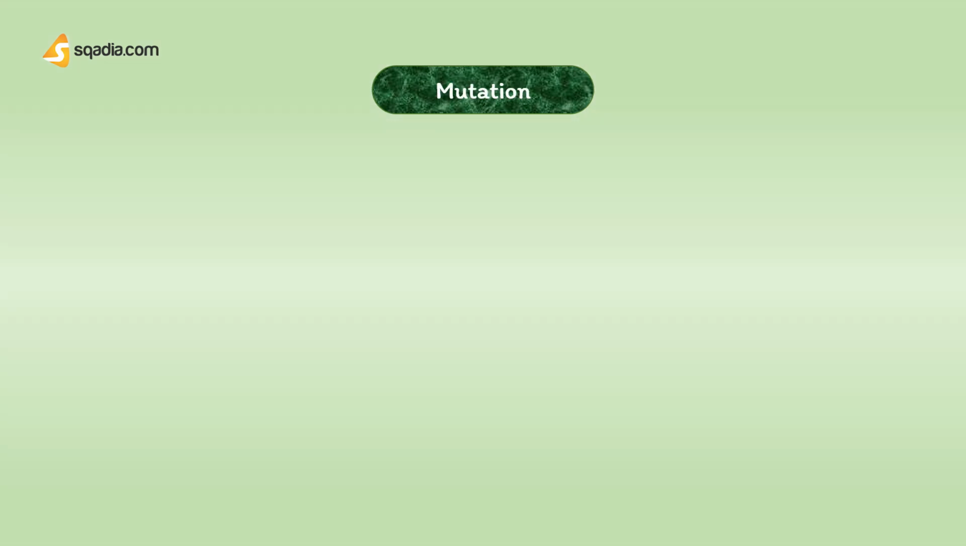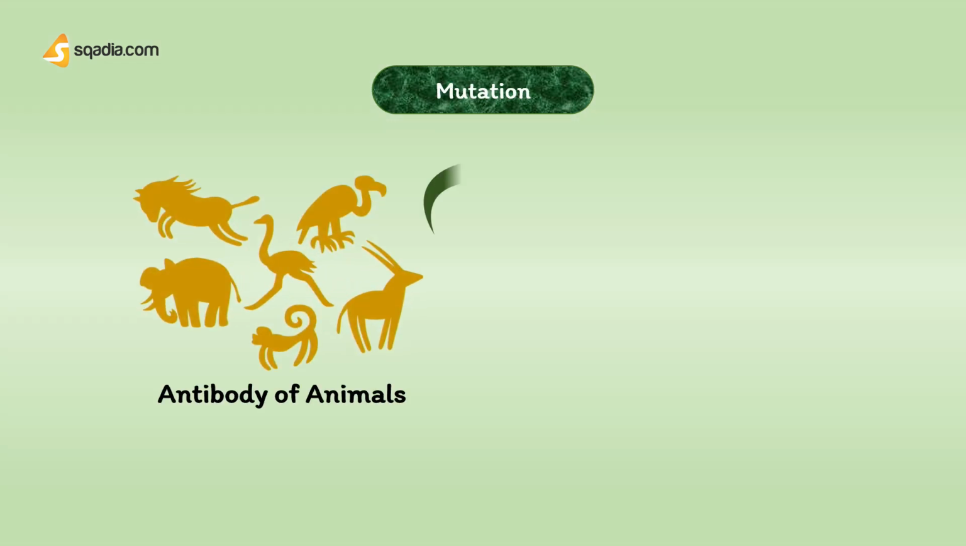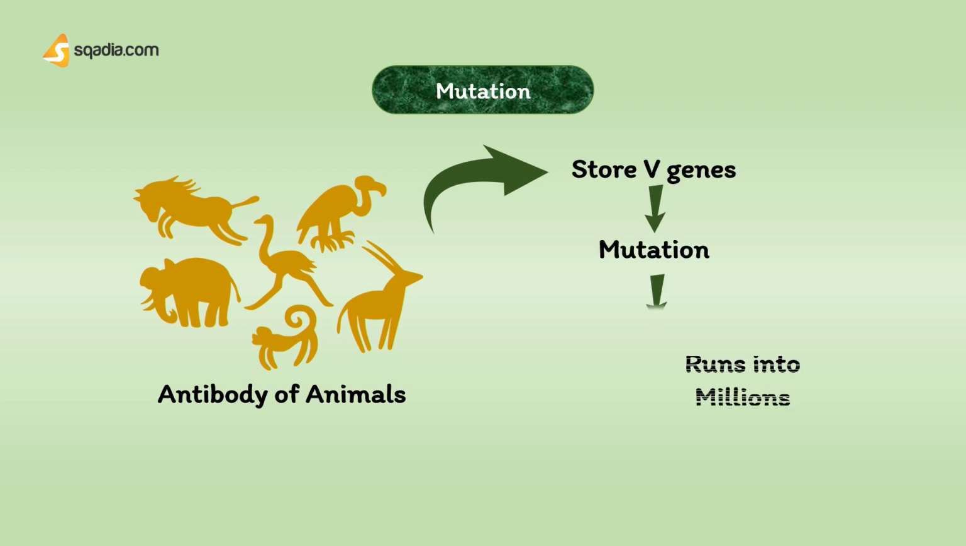The antibody repertoire of an animal, stored in its V genes and further expanded by mutation, is expressed as the number of different shapes toward which a complementary specific antibody molecule can be made, and the copies run into millions. Then, what happens when antigen and antibody combine?